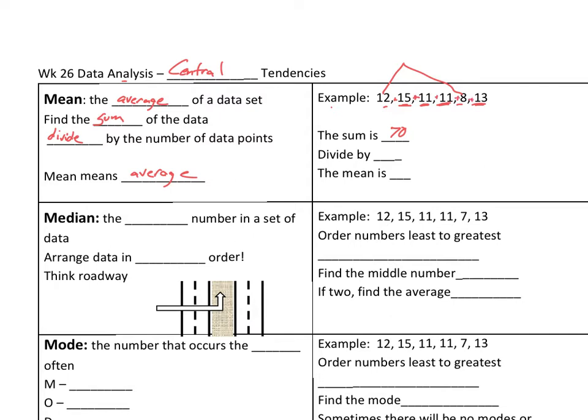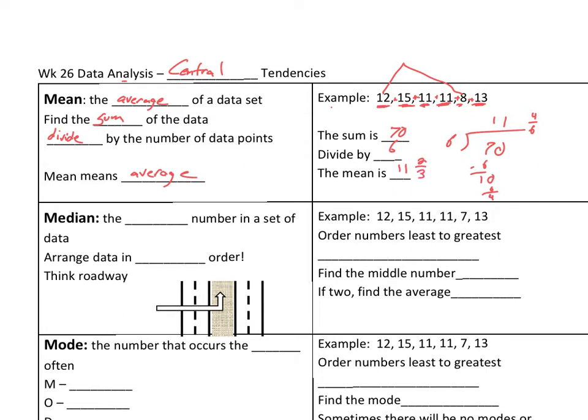Okay, then we're going to divide by how many data points there are. 1, 2, 3, 4, 5, 6 data points. So 70 divided by 6: divide, multiply, and subtract. Bring it on down. The remainder is 4, so then 4 over 6. The mean is 11 and 2/3.